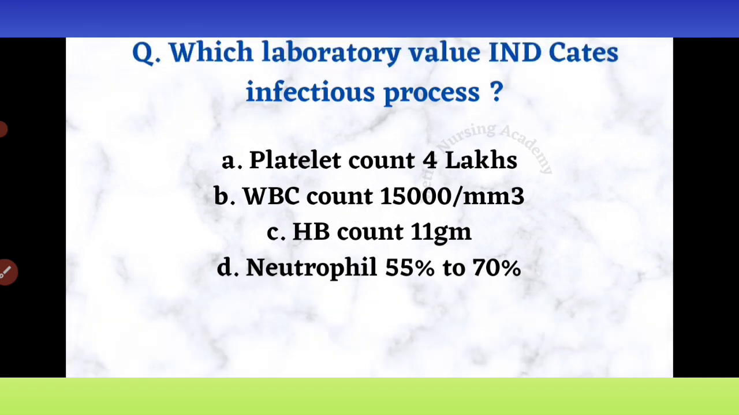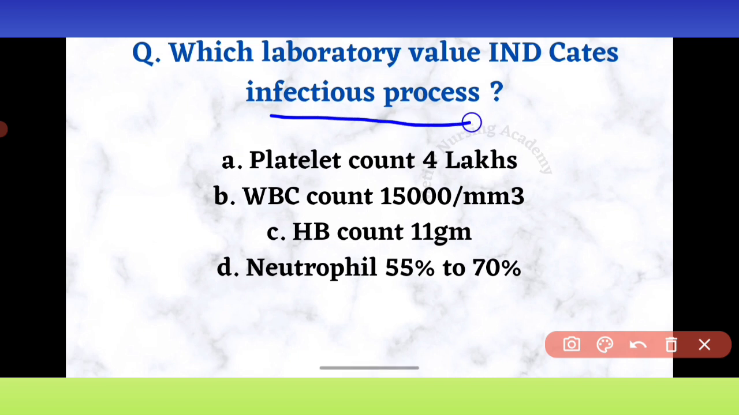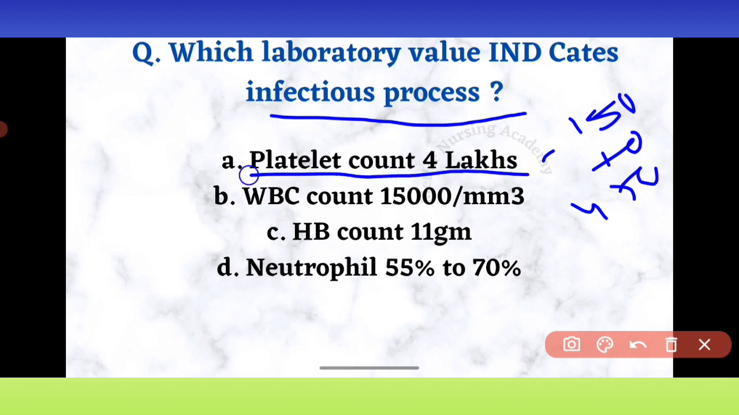First, you should know the meaning of infectious process. Infectious process in the sense the person is having some infection because of bacteria, virus or fungi, whatever it is. In that situation, which value will increase? So what is the normal platelet count? The normal platelet count is 1,50,000 to 4,50,000, measured per cubic millimeter of blood. So this value is under the normal range. So just remove this first option.